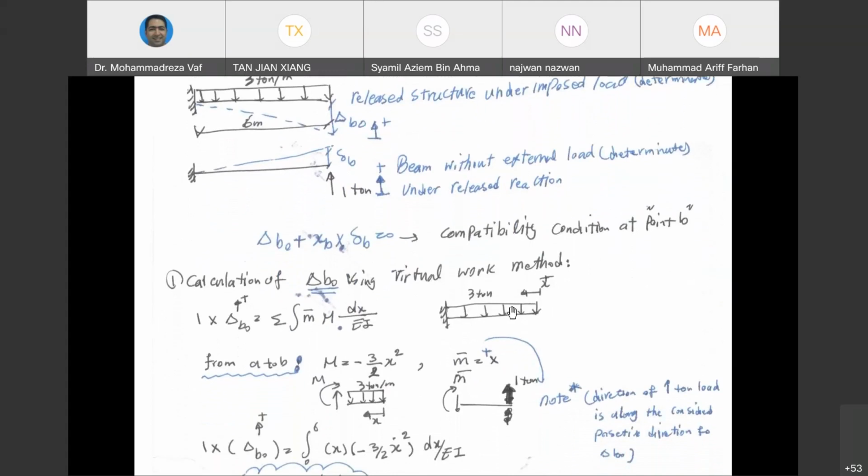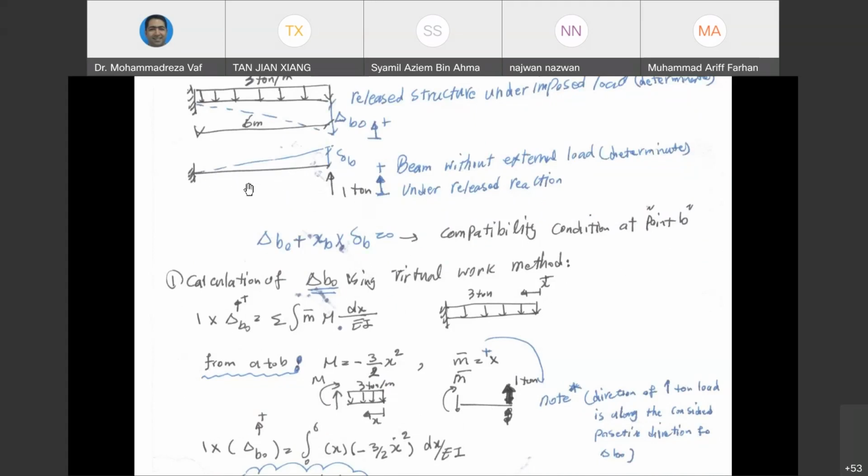So as you can see, I have cut the beam from the right side, and then I've calculated how much is M. And if you want to calculate deflection, we said we need to remove the load and apply a unit load over there. This one gives us M bar. So we put it back inside the equation, and we can calculate our delta BO.